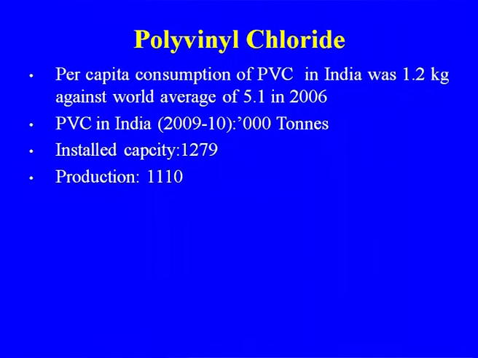Per capita consumption of PVC in India was 1.2, that is the 2006 figure, against the world average of 5.1. For PVC in India in 2009, the installed capacity is 1,279,000 and the production is 1,10,000. Now, let us do some historical review of polyvinyl chloride manufacture in India.